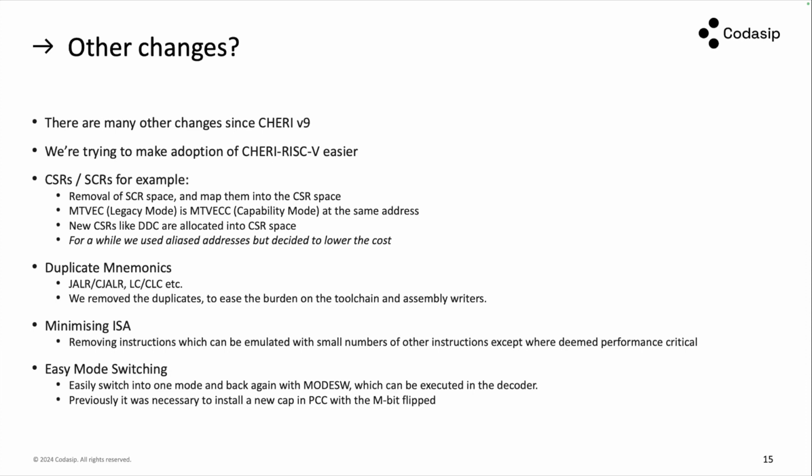And easy mode switching, so we put the mode switch instruction in. So certainly Morello and some of the versions of Cherry RISC-V have instructions where you can operate in the other mode, okay, which takes a lot of encoding space. So we thought it was easier just to quickly switch, and then you can operate in the other mode and then switch back again, which makes life easier. And trying to remove instructions which could be emulated with short sequences of other instructions to come up with a sensible base.